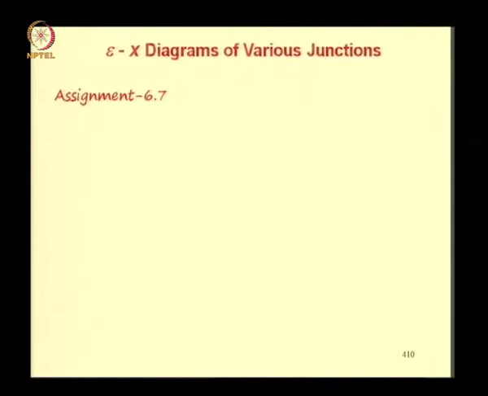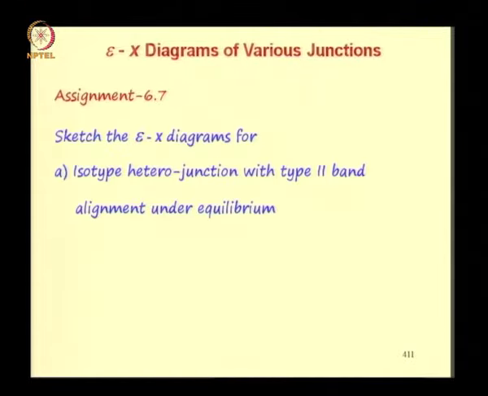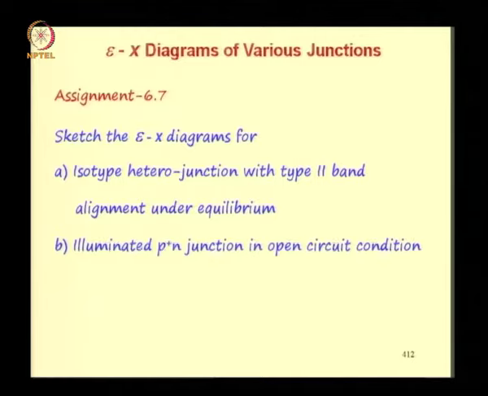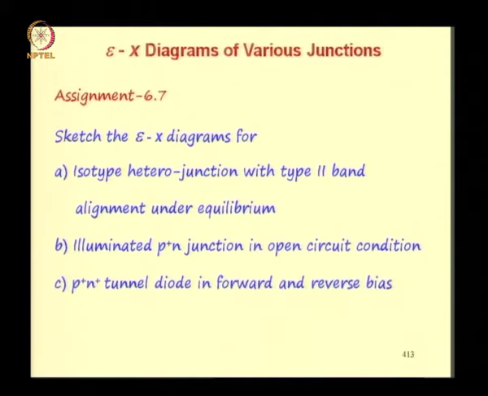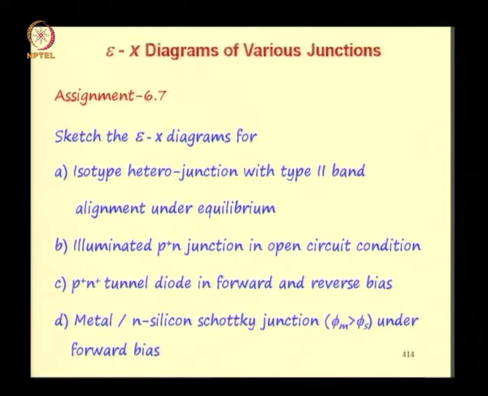Now let us look at an assignment. Sketch the EX diagrams for isotype heterojunction with type 2 band alignment under equilibrium. Illuminated P plus N junction in open circuit condition. P plus N plus tunnel diode in forward and reverse bias. Metal N silicon Schottky junction with phi m greater than phi s under forward bias.